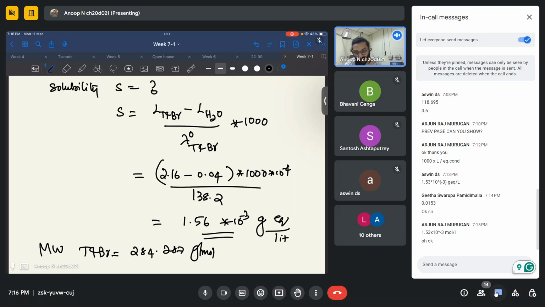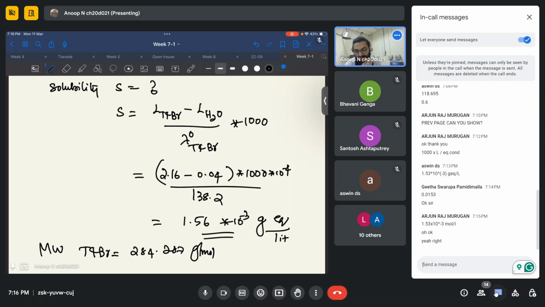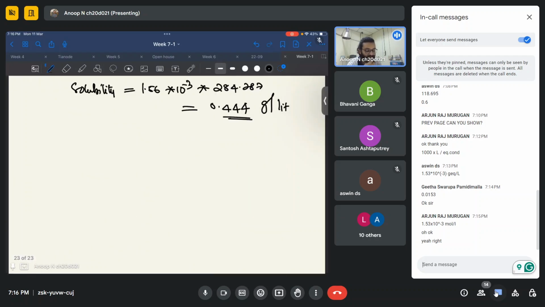Because we have taken all others in gram equivalent, right? That infinite dilution, equivalent conductance and infinite dilution as well as those quantities. So unit will be little different, but it's fine. So if you take the molecular weight and multiply, you will get gram per liter. That's the thing we usually use in labs and all, right? How much maximum we can dissolve. So if it is fine, we'll move on to the next question.